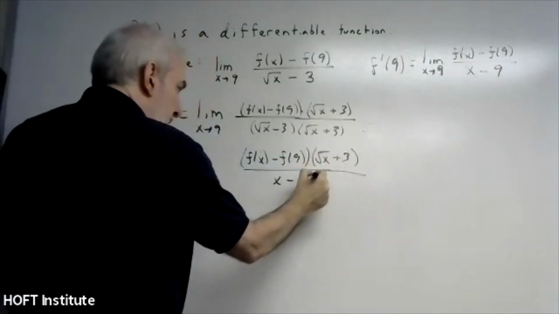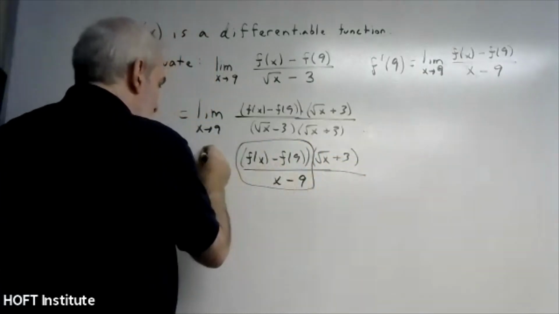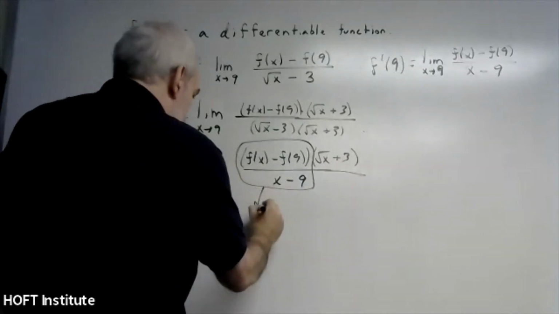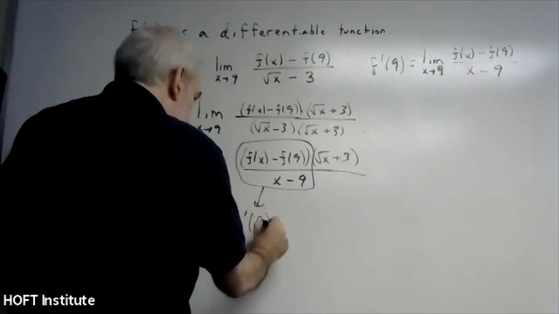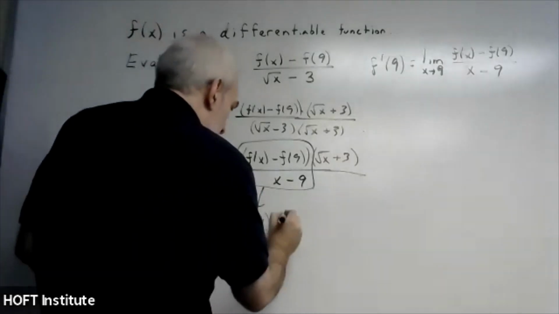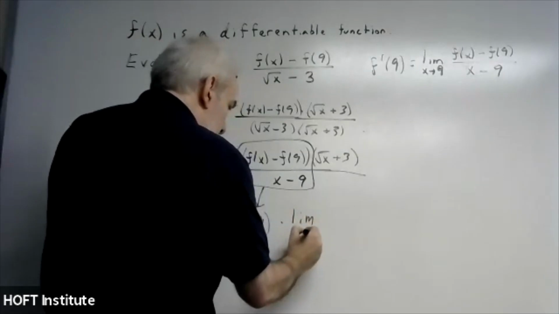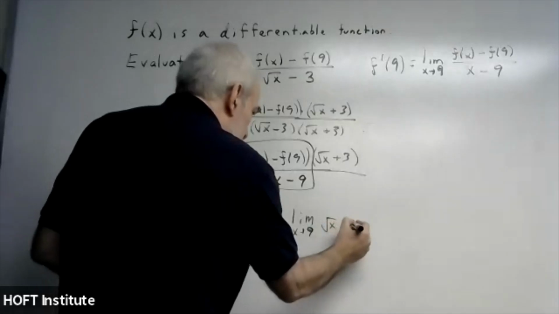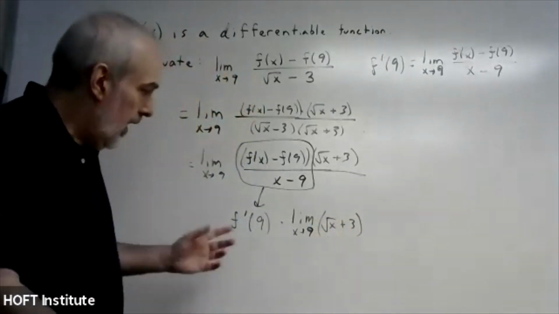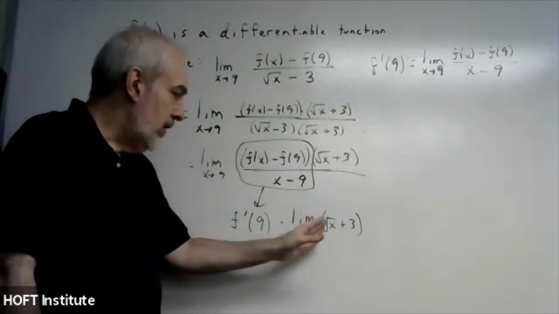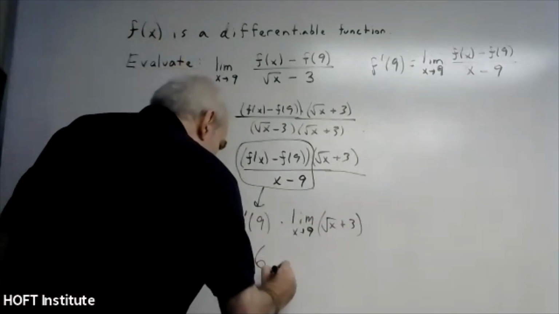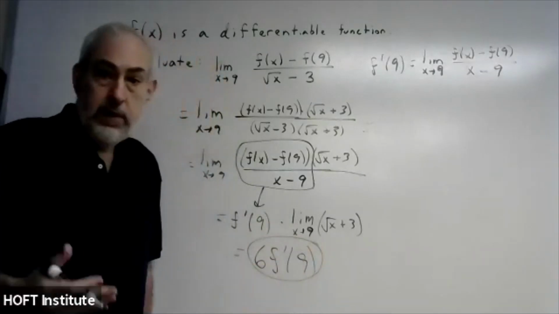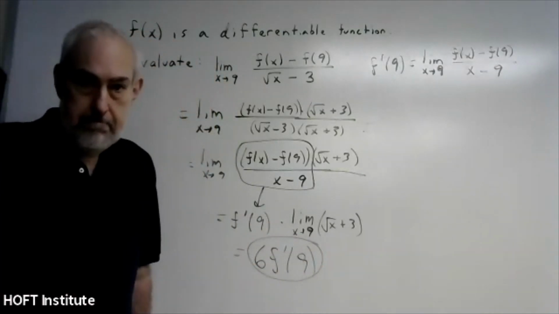And then I see that this part right there is the derivative pattern. So this is going to become the derivative of f at 9. And then we still have to do the limit as x approaches 9 of the rest of it, square root of x plus 3. And we can simply plug in, giving us 3 plus 3, which is 6. So we get 6 times the derivative of f at 9.